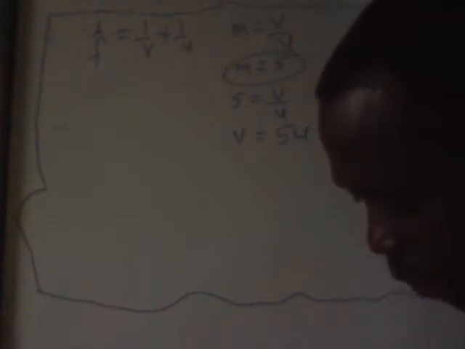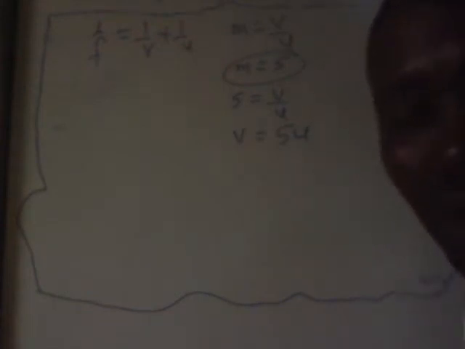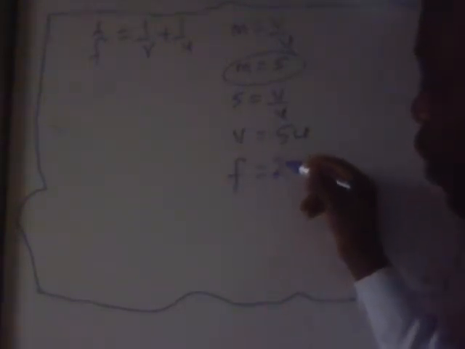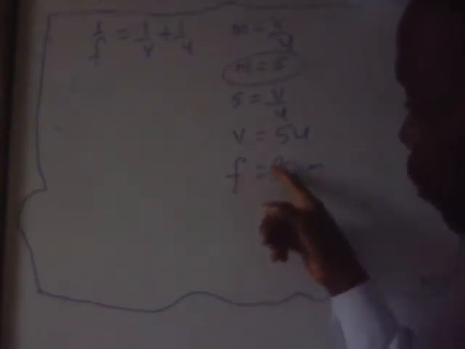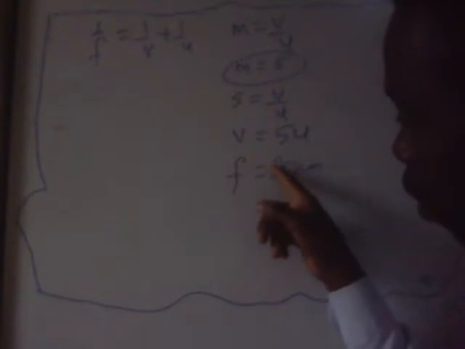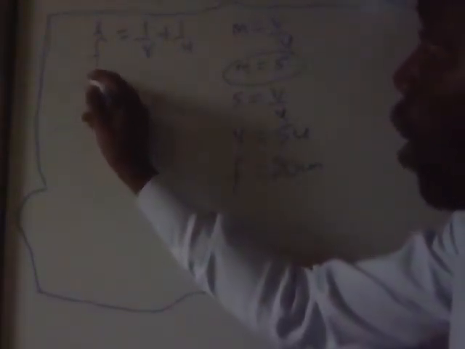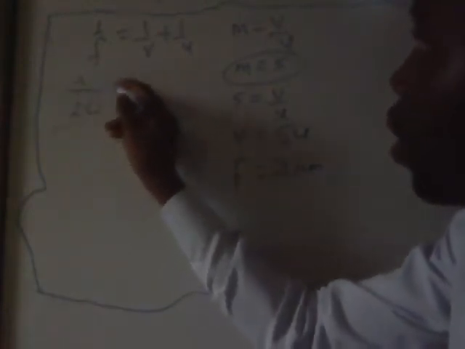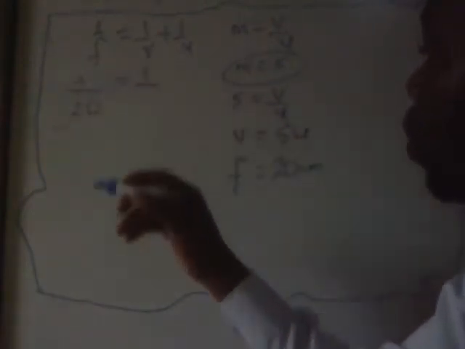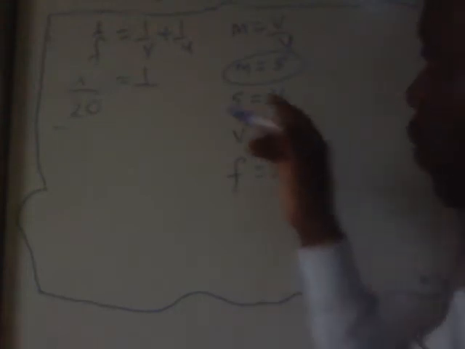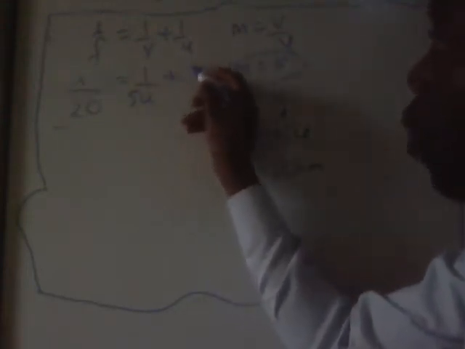Calculate its distance if the focal length of the lens is 20 centimeters. Focal length F is 20 centimeters. For a converging lens, F is positive, so you don't put a minus there. But if it is a diverging lens, you put minus. So let's substitute the values. 1 over F is 1 over 20 equals 1 over V, where V is 5U, plus 1 over U.